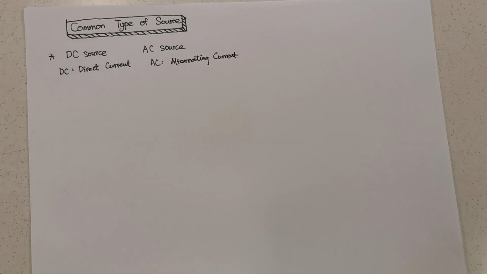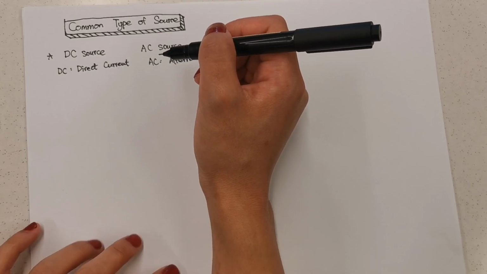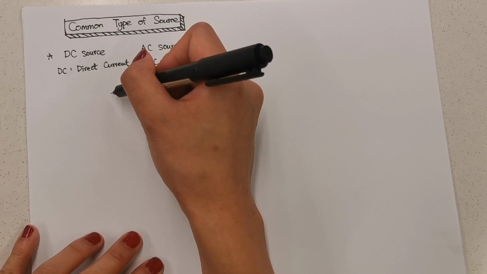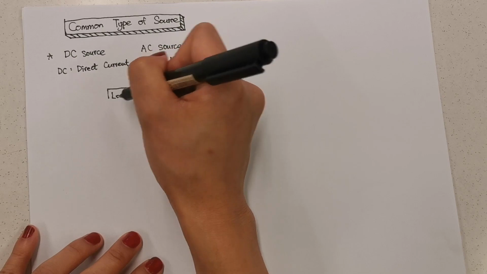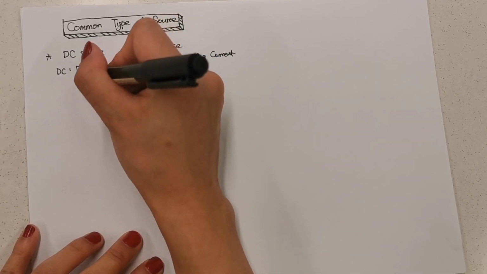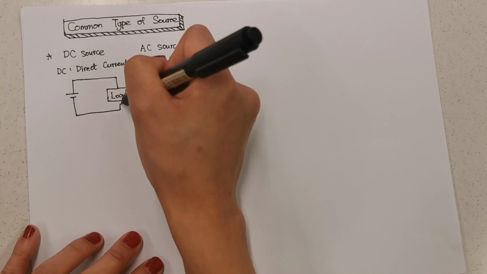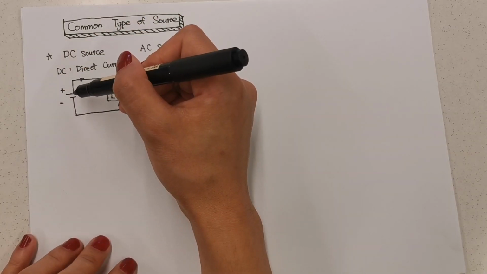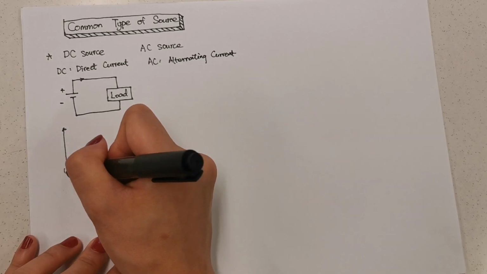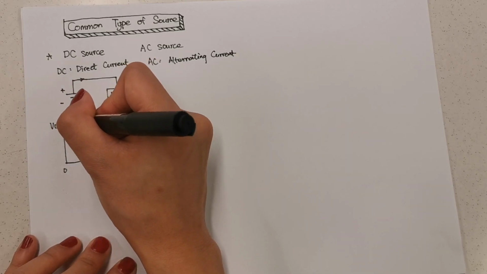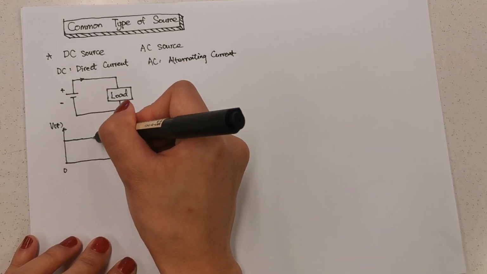That's the definition of DC and AC, but sometimes we also use DC or AC to describe a voltage source. So what exactly is the difference in the circuit? We can first put a load into a DC circuit. When we put the battery on, the current flows from this direction. If we plot the output voltage, we can see the waveform looks like this.